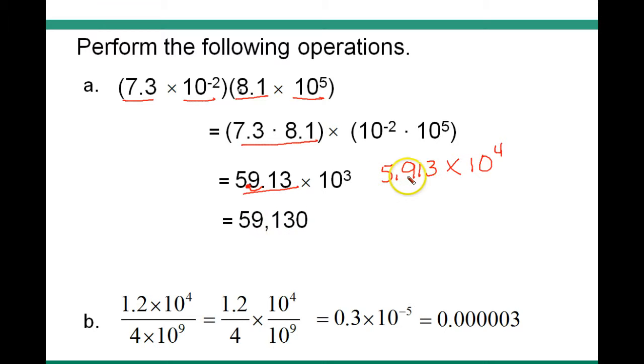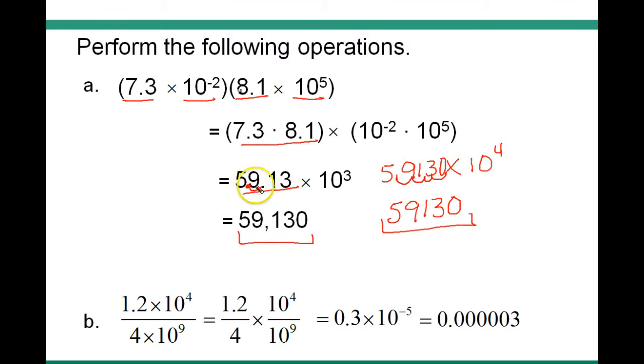So suppose we work from here. How many decimal places do we have to move it? 4. So we have 5913. We have to add a 0. We add the 0 there, that's okay. So moving it over, 1, 2, 3, 4, there's our answer.